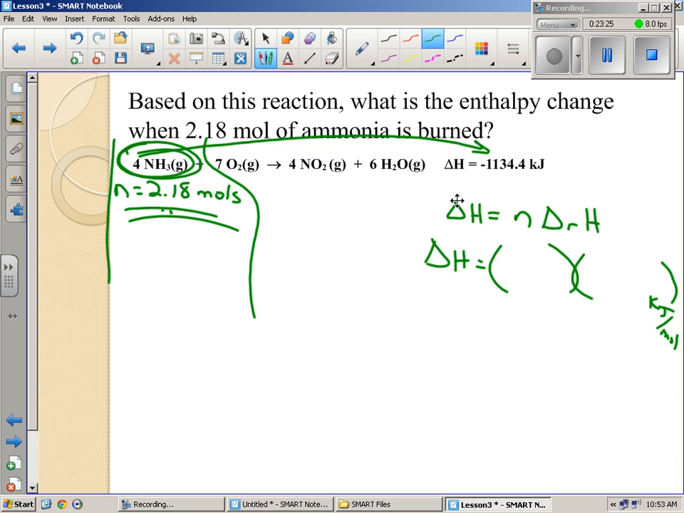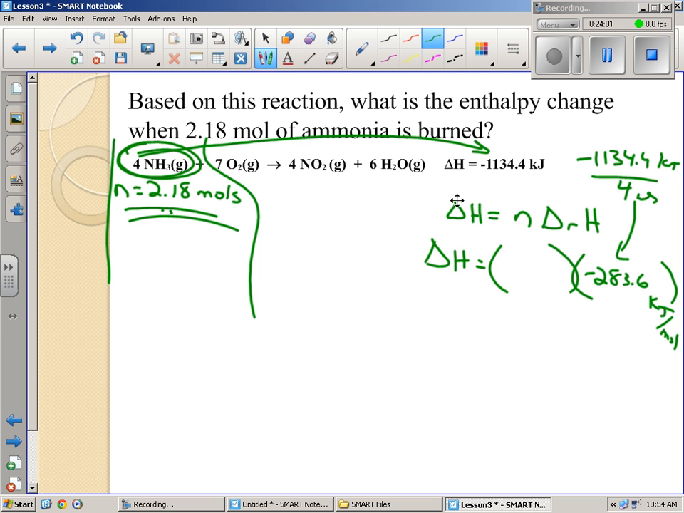Well, you would take your negative 1134.4 divided by 4, which we did on the other page, right? I'll just do that here. Divided by 4 moles, right? That would go there. Sorry, I should probably put just kilojoules there. That would go there, right? We did that on the other page. That's the molar enthalpy of NH3, delta rH, right? That's how we figured it out. Negative 1134 divided by 4, and you got a negative 283.6 kilojoules per mole from the other page that we just finished.